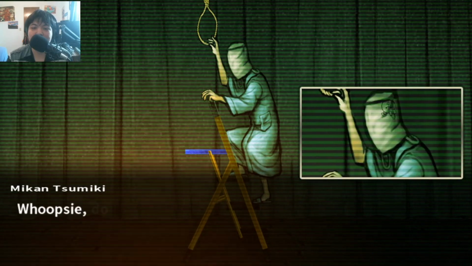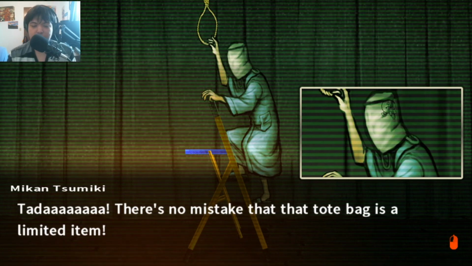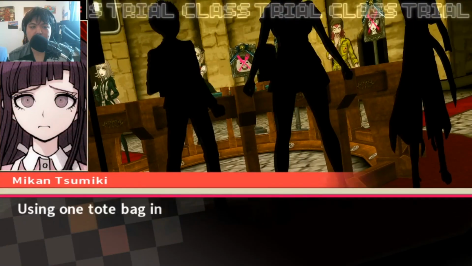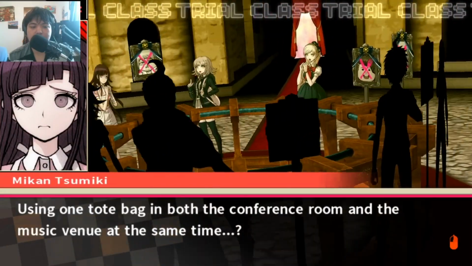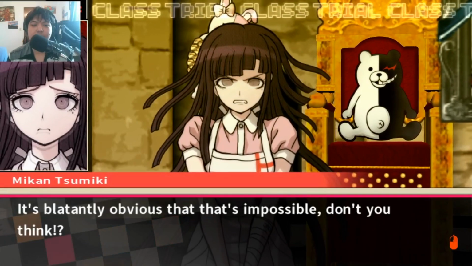Where? Can you see it? Oopsie! Don't worry about it. I remember even if you don't. Hajime didn't even see the decal at all, but no, there was another bag because of the bonus. If you buy that one bag, you get another one for free. Ta-da! There's no mistake that tote bag is a limited item. And he did say it's only like one bag that he made, but he did say there's like a bonus. So don't you think it's impossible? Using one tote bag in both the conference room and the music venue at the same time? It's blatantly obvious that that's impossible.